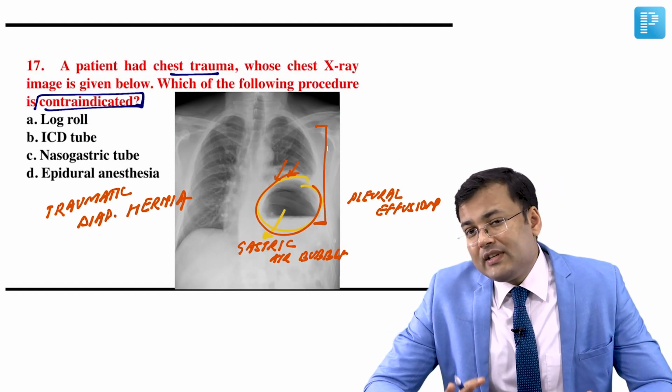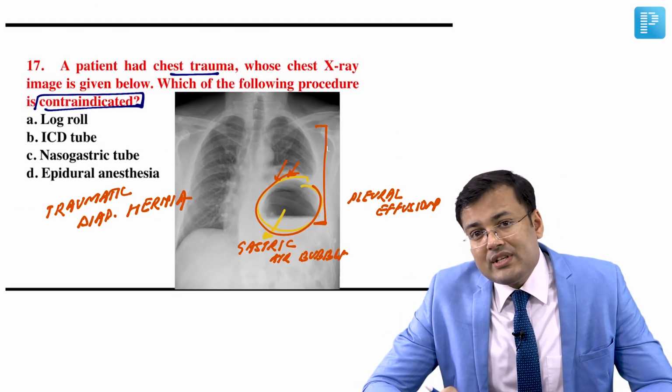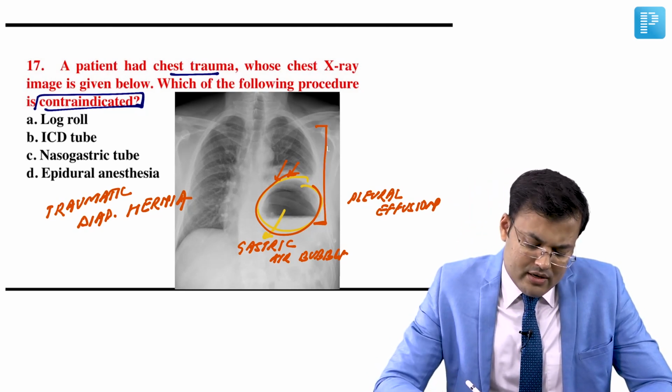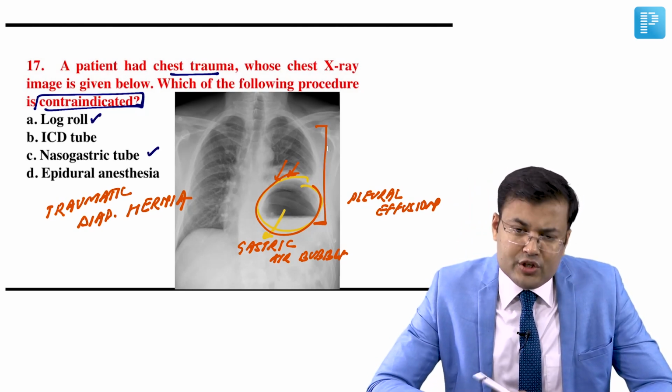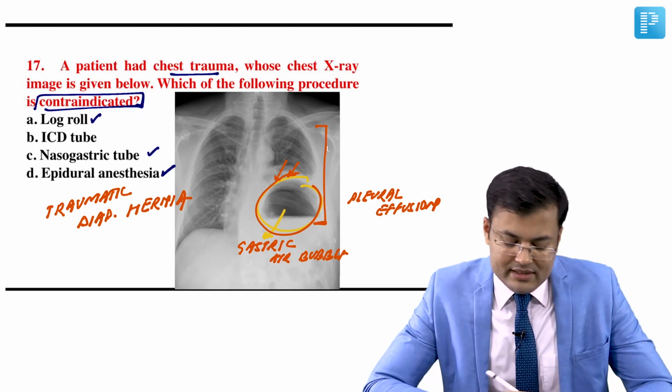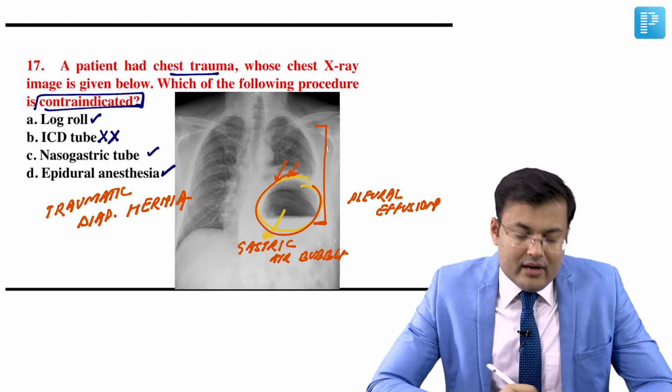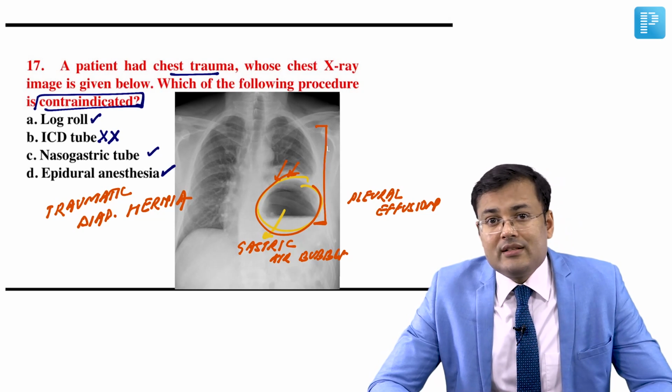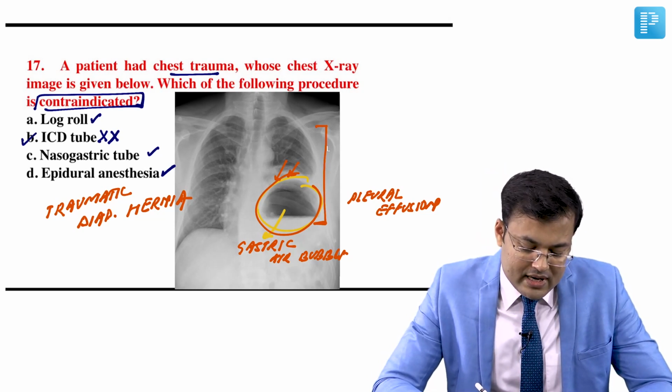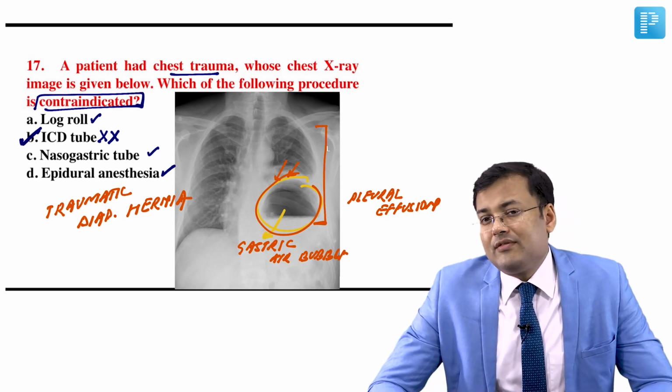Since on the basis of this X-ray you found that the patient is having traumatic diaphragmatic hernia, you can go for log roll, a nasogastric tube can be inserted, you can give epidural anesthesia. But intercostal drain insertion, chest tube insertion, it's contraindicated. So the correct answer for this question is B.